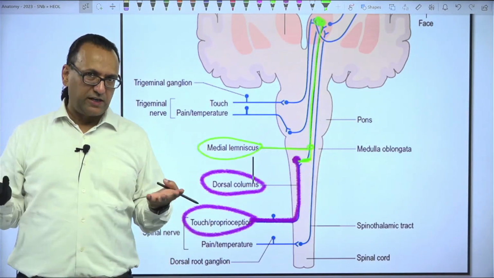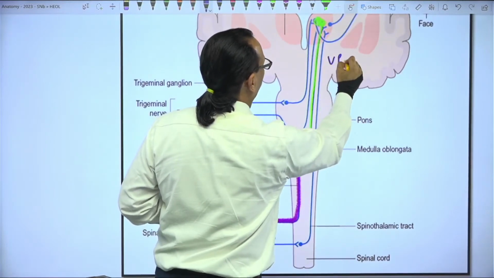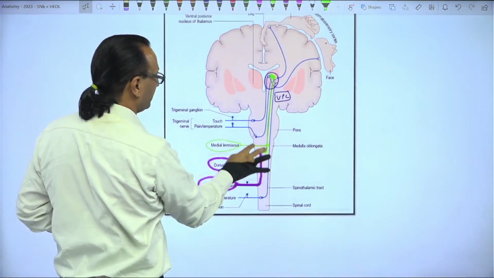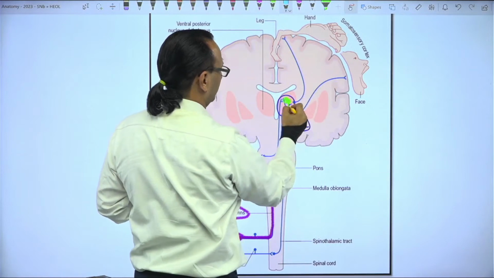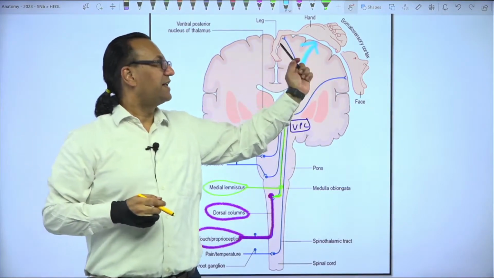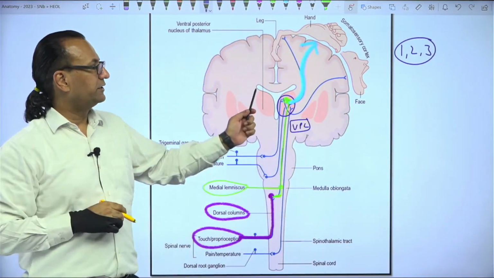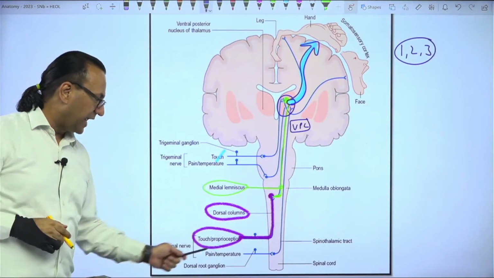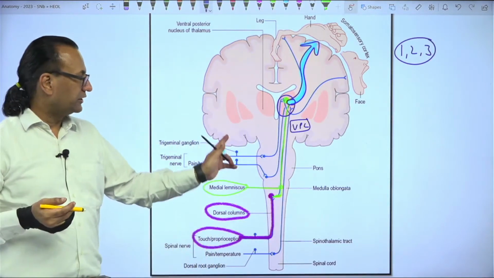Now, this second order neuron is running contralateral. Where is it going? It is going to the thalamus, the VPL nucleus, the ventro-postero-lateral nucleus of the thalamus. And from there, because this information is conscious, it must go to the cerebrum. That is why it goes to the parietal sensory cortex, areas 1 to 3 of Brodmann, basically the post-central gyrus. Since the information reaches the conscious level, the cerebrum, you call it conscious proprioception. If it was unconscious, it would stop at the level of the cerebellum.